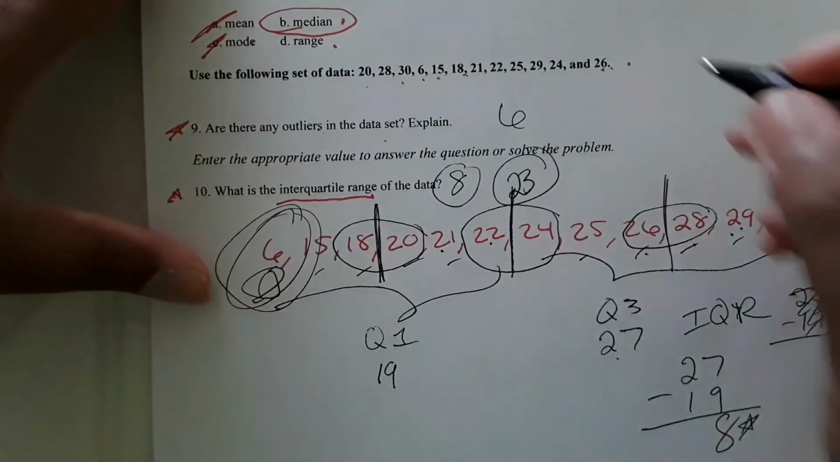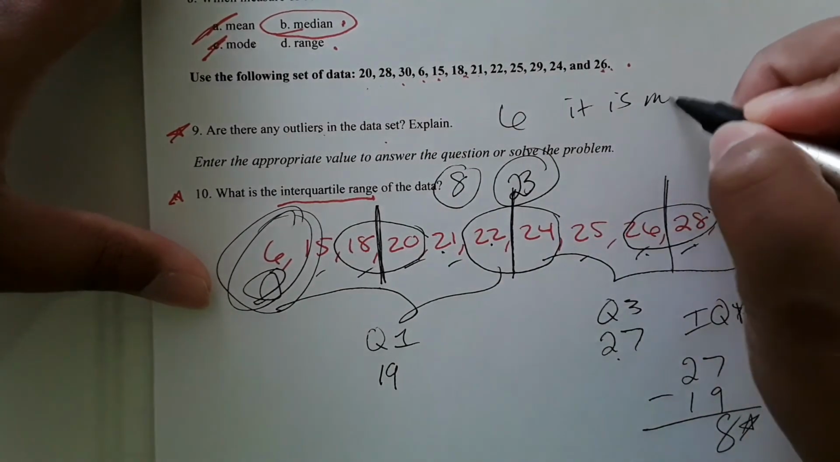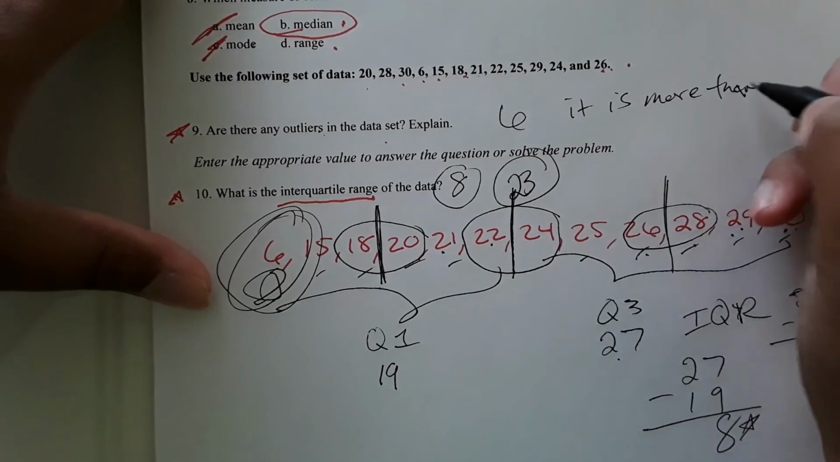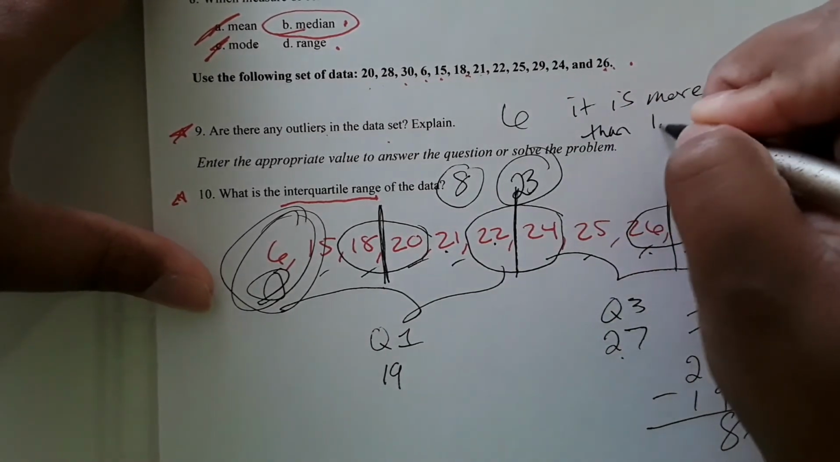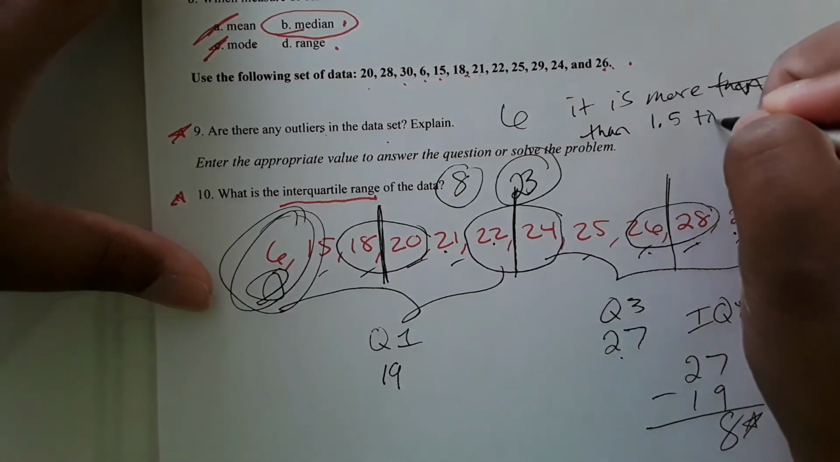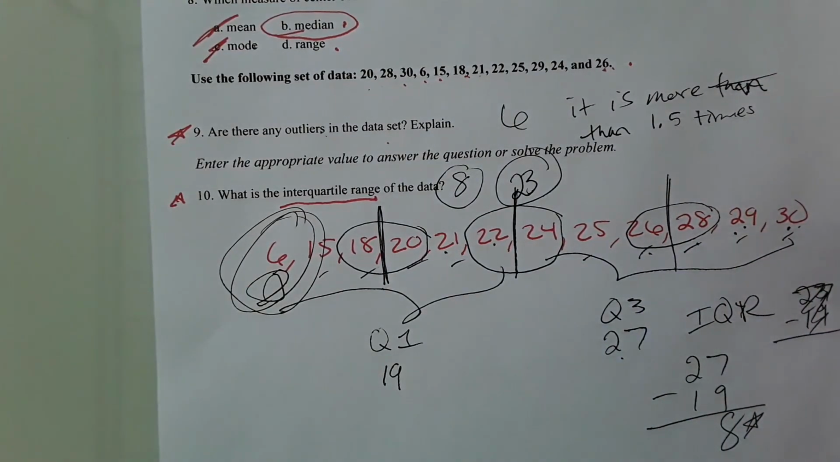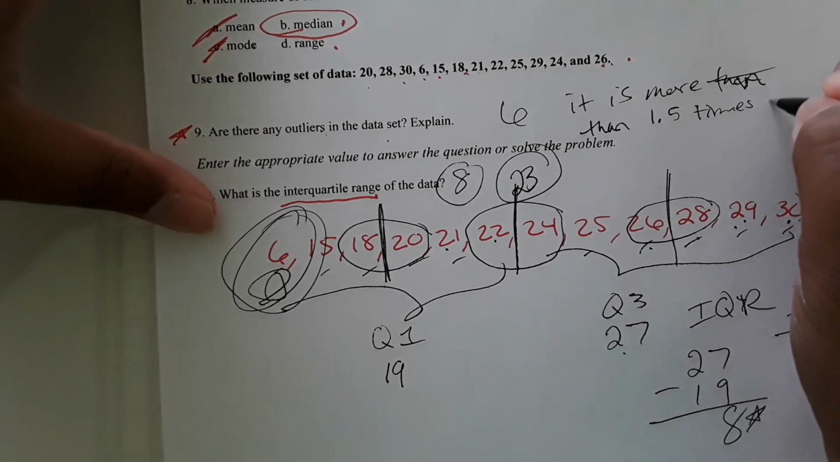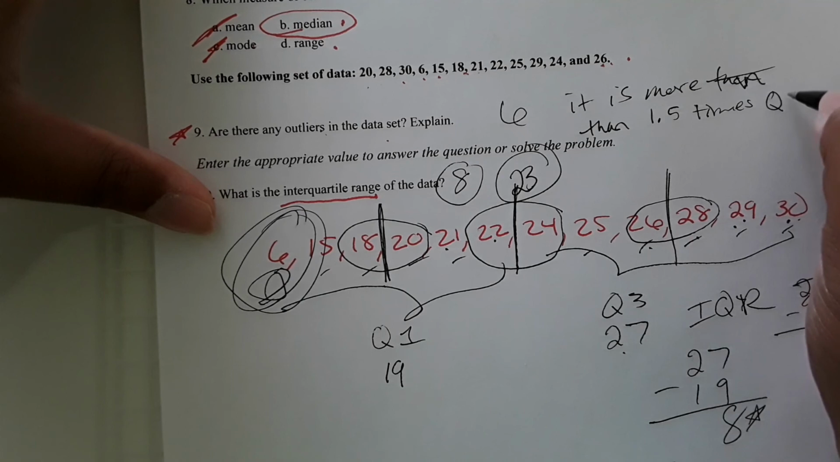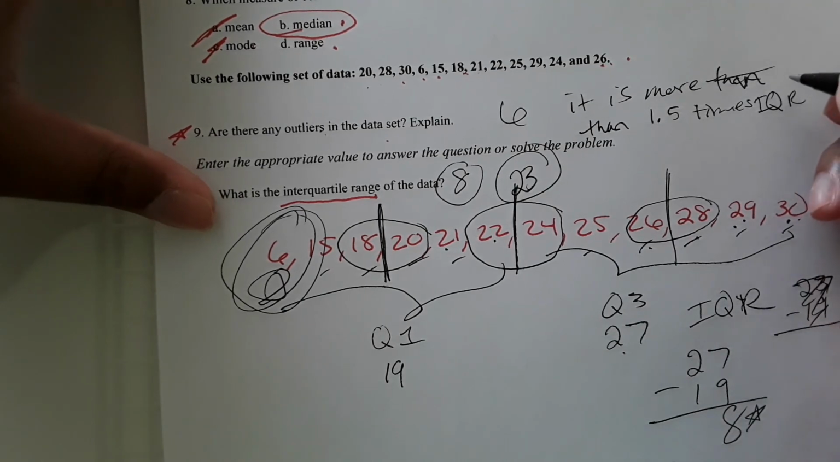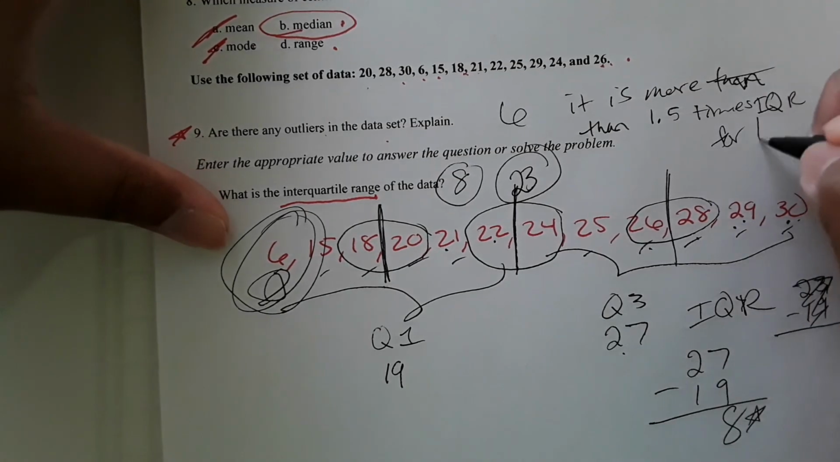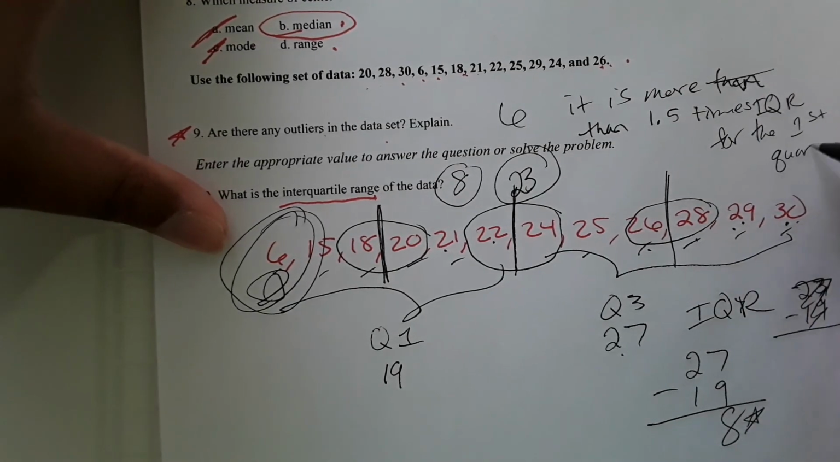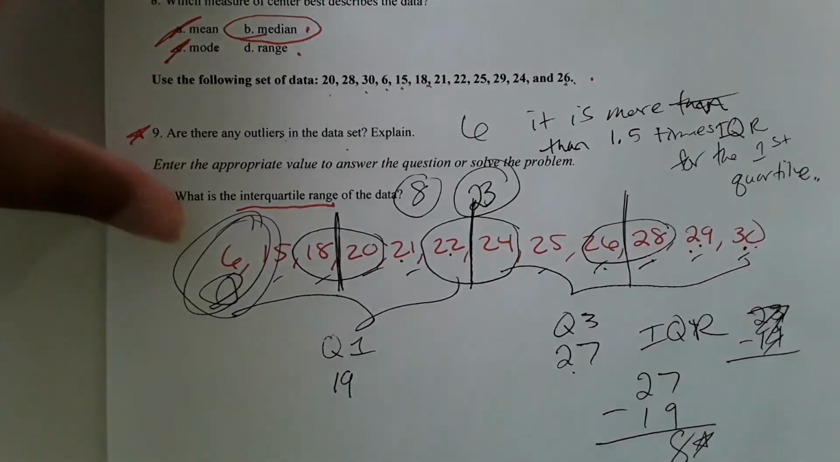And the reason is because it is more than 1.5 times the interquartile range away from quartile 1. Got it out, and we're done.